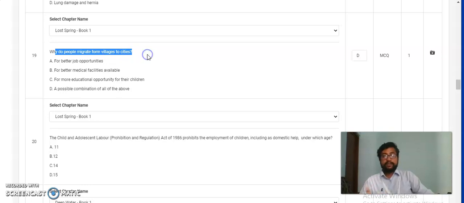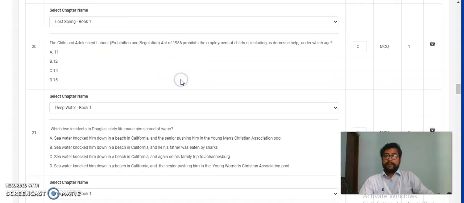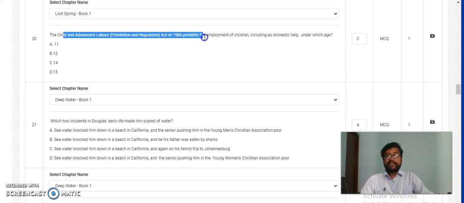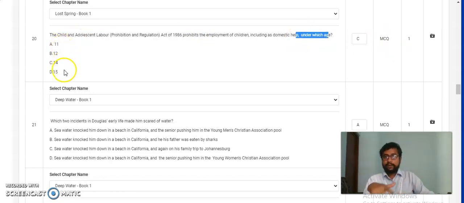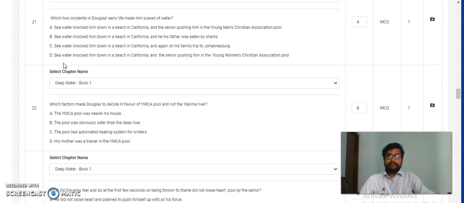Why do people migrate from villages to cities? Option D, a possible combination of all the above, which means you have to go through all of them. Yes, this is again a related question, because the education that you have should be related to your real life situations, to your current day-to-day activities. This is a very important question. The Child and Adolescent Labor Prohibition and Regulation Act of 1986. When we say child labor, what is the cutoff age? 11, 12, 14, 15, of course 14 years of age. So if someone is 15 years of age, that person can start working, that person can be employed. It's very young. 15 is really young.